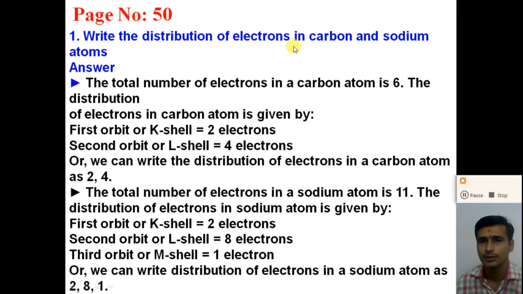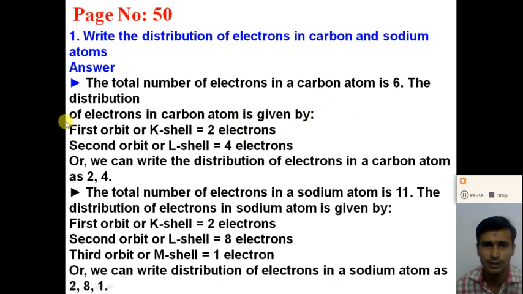So how can we know the number of electrons? The number of electrons present in the atom can be known with the help of the atomic number. The atomic number gives the total number of protons in the atom, and the number of protons is equal to the number of electrons. The atomic number of carbon is 6, so the total number of electrons in the carbon atom is 6.